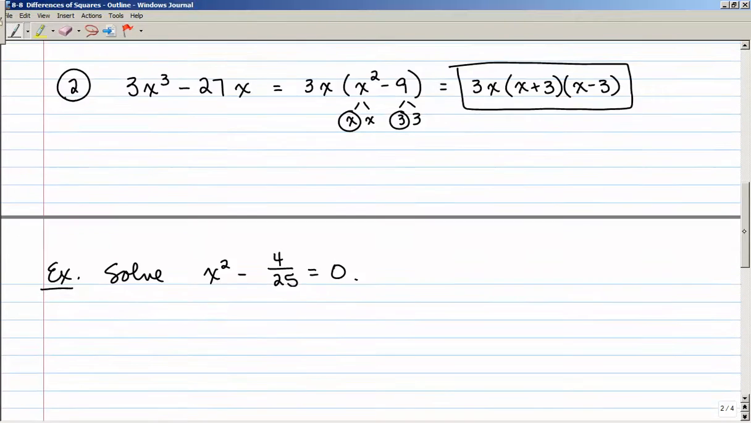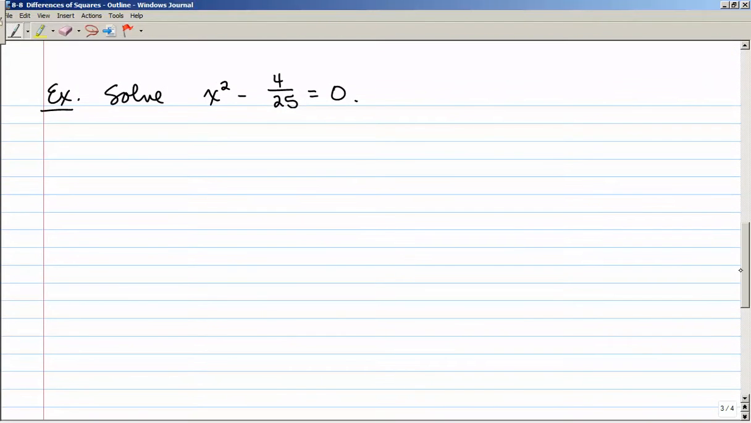So you can also solve equations that involve differences of squares. And again, we're going to be using the zero product property. Now don't be scared off by this one because it has a fraction, but we have x squared minus 4 over 25. Now, each of these are perfect squares because x squared is x times x. 4 over 25 is a perfect square because 4 is a perfect square, 25 is a perfect square. This factors into 2/5 times 2/5 because 2 times 2 is 4 in the numerator, 5 times 5 is 25 in the denominator.